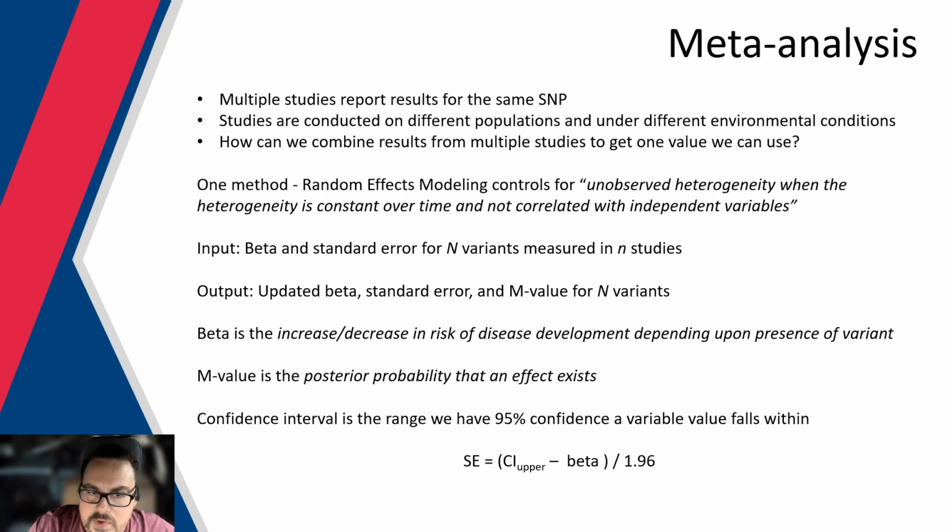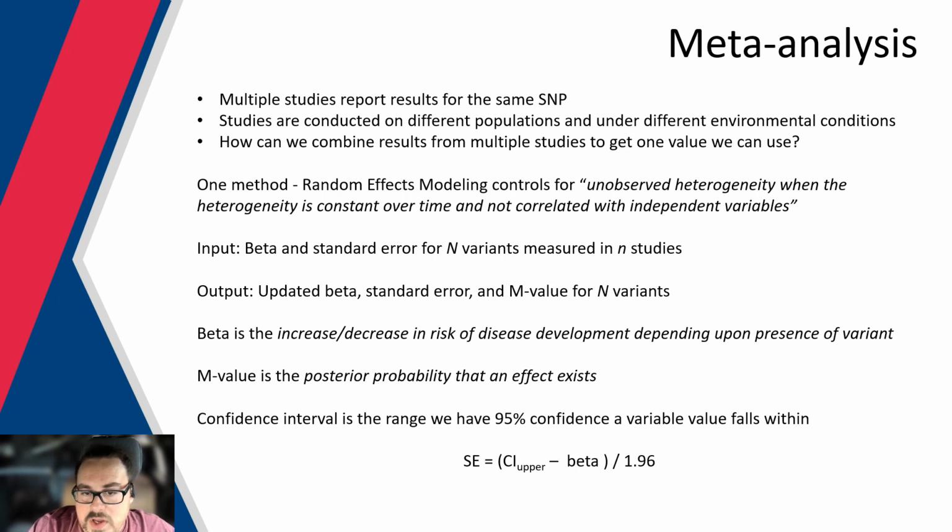So we want to do a random effects modeling. We're going to take the beta and the standard error for the beta for each variant and each study. So we're going to have multiple betas and standard errors for each variant, depending upon the number of studies that variant is in. So if we have 5 different studies for one variant, then we would have 5 different betas with 5 different standard errors. And then the output of our model will be combining those together to get a single beta for that variant along with a single standard error.